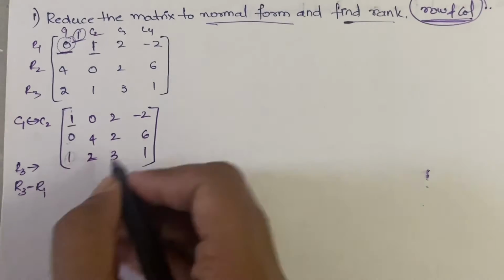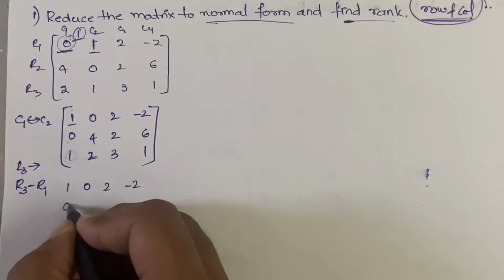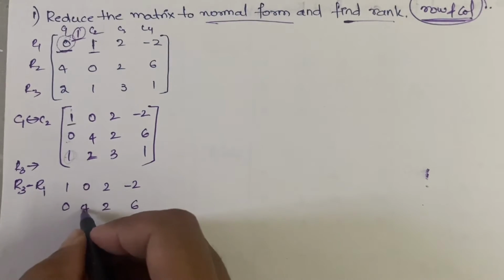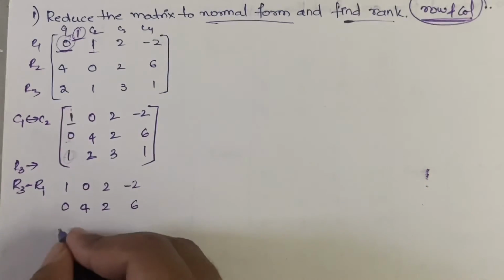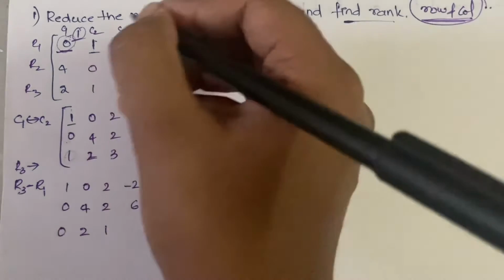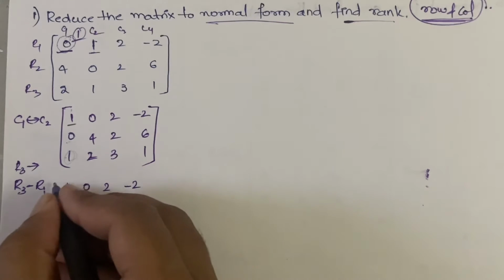So what do you get? R1, R2 same. 1, 0, 2, minus 2, 0, 4, 2, 6. This is 4. Next. 1 minus 1, 0. 2 minus 0, 2. 3 minus 2, 1. 1 minus of minus 2, 3. Right? So now what we will do is 2, 1, 3. Yeah, correct. Okay, I'm just checking it.